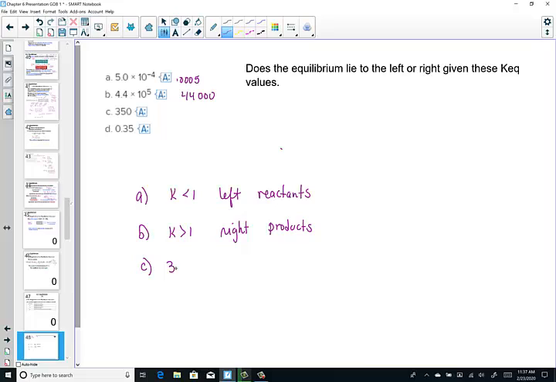Letter C is 350. Well, that's also bigger than 1. It's not as big as letter B, but it's certainly a larger number than 1. So it is also lying to the right, favoring the products. And letter D, 0.35, that's kind of close to 1. That's close, approximately. So I'm going to say it's not really favoring right or left, it's lying in the middle, where we have an equal amount of reactants and products.